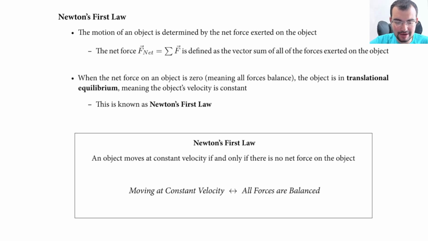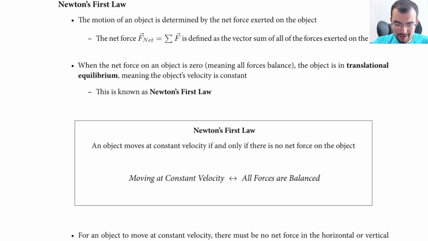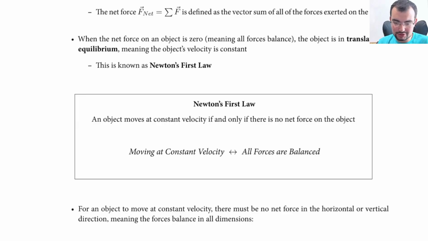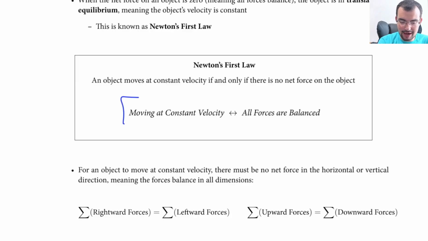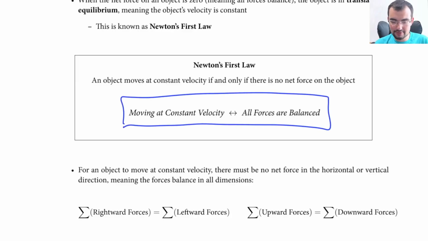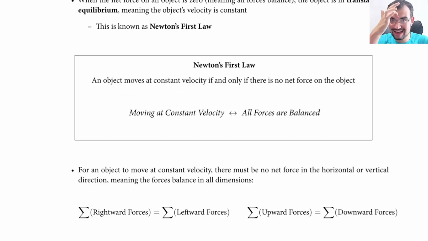So we define the net force as the vector sum of all the forces, meaning ups and downs are going to subtract, lefts and rights are going to subtract, and so on. So Newton's first law says that an object will be in translational equilibrium, which means constant velocity, if and only if there is no net force on the object. So today's principle is this: an object moves at constant velocity if and only if all forces are balanced, meaning all forces on the object cancel.